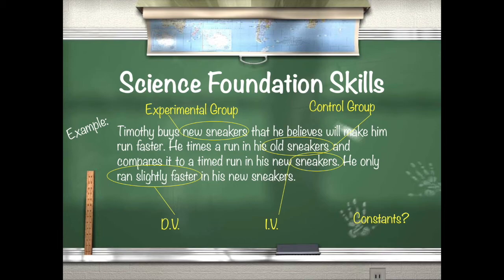So thinking of constants, what are some things that should be identical between both the experimental group and the control group? Examples kids commonly come up with are that he should be running on the same surface, he should be running the same distance, he should have the same amount of energy each time he runs, he should be wearing the same clothes. If you think about it, if he's wearing a tracksuit one time and jeans and a winter coat the next, that very likely could cause a difference. He should be equally hydrated. He should have eaten a similar diet beforehand.